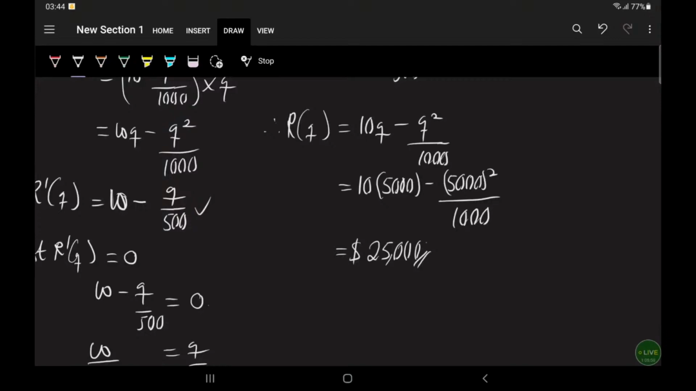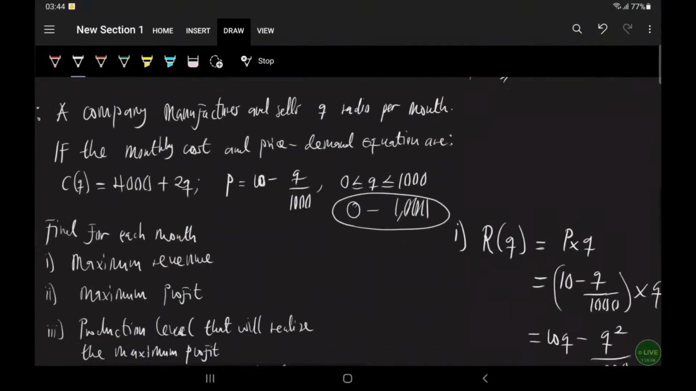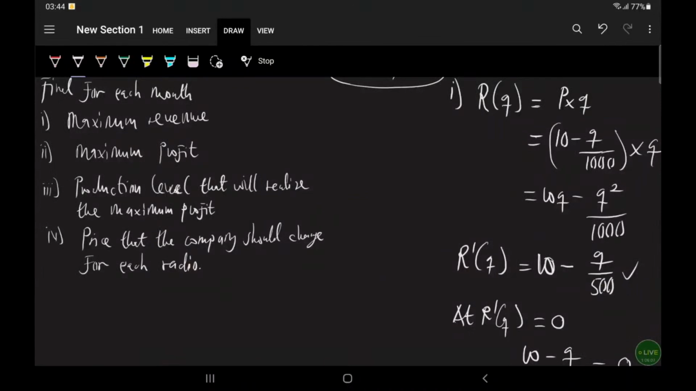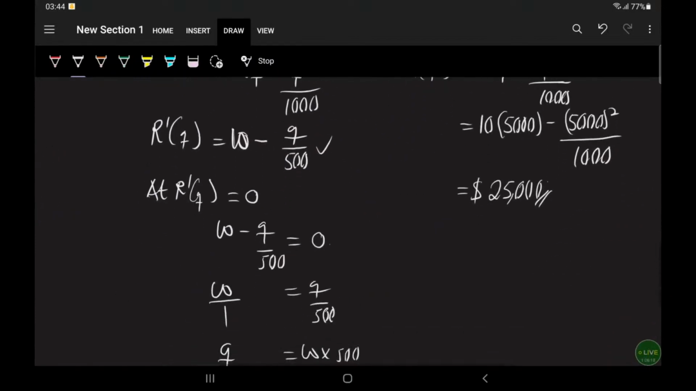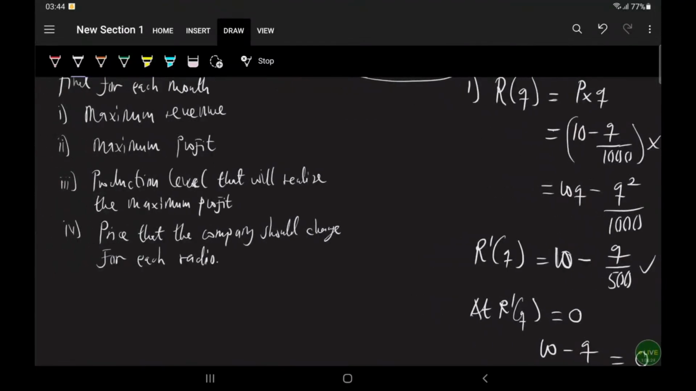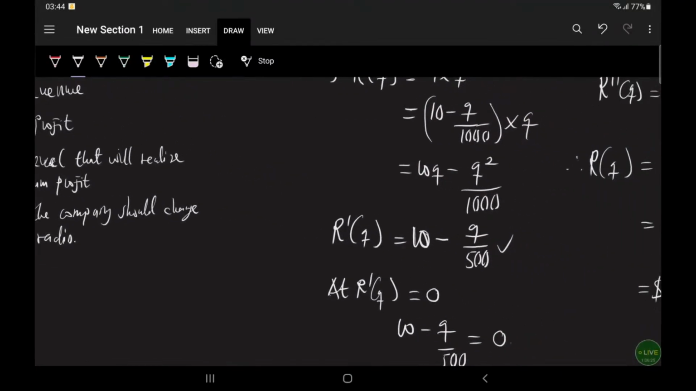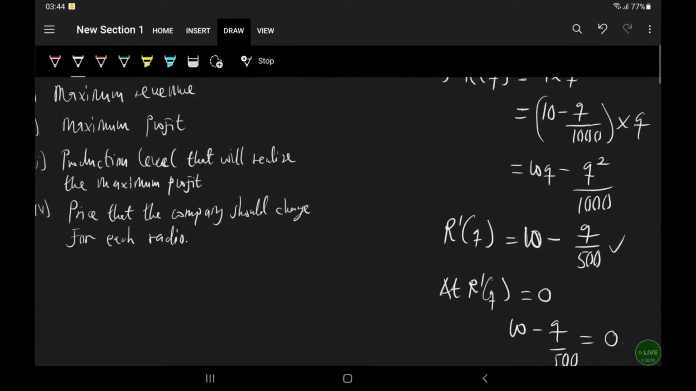So once you're able to get your maximum revenue, if you remember, in the question we were told to find the production level that will realize the maximum profit. So you can clearly see that at this production level of 5,000, that's where we can realize our maximum profit, because the revenue is a maximum function, is that okay? So let's continue. I think with that you understand what I'm saying better.